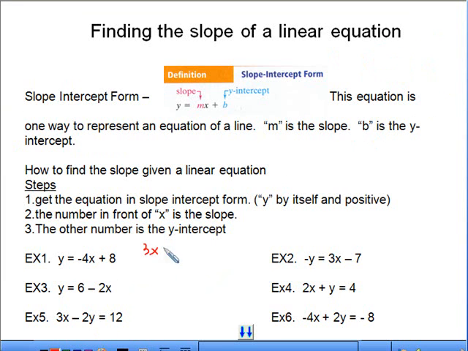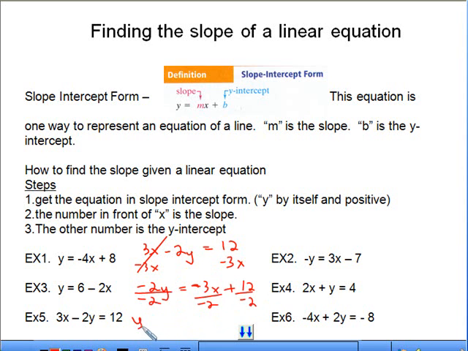So we have 3x minus 2y is equal to 12. We're going to subtract 3x on both sides because we're trying to get y by itself. So we get -2y is equal to -3x plus 12. Divide everything by -2. So y is going to equal 3/2 x. If it doesn't divide evenly, then just leave it a fraction.